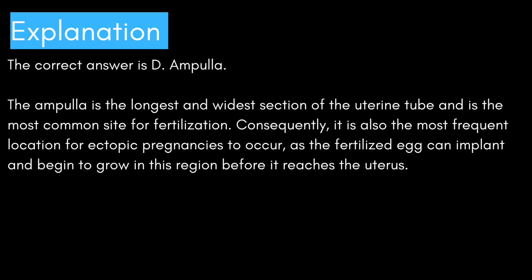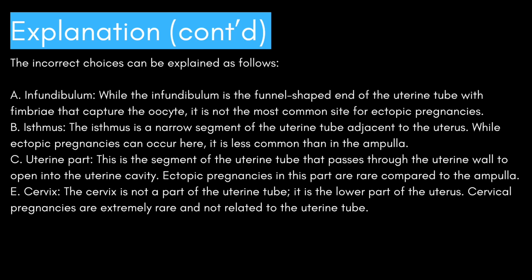The ampulla is the longest and widest section of the uterine tube and is the most common site for fertilization. Consequently, it is also the most frequent location for ectopic pregnancies to occur, as the fertilized egg can implant and begin to grow in this region before it reaches the uterus. All right, let's go ahead and see why the other answer choices are incorrect. The incorrect choices can be explained as follows.